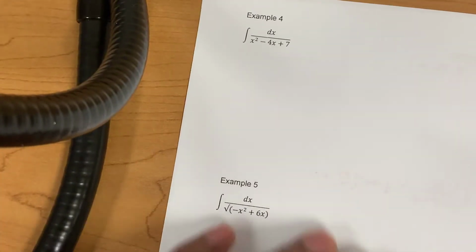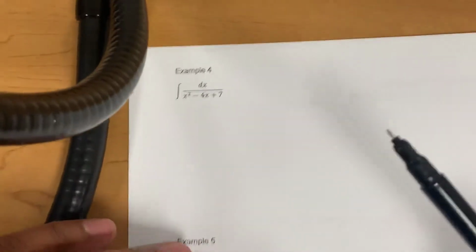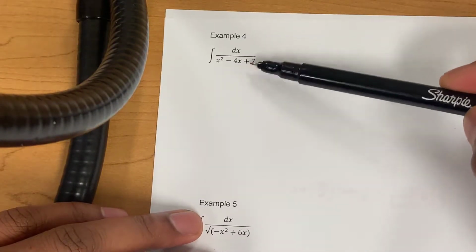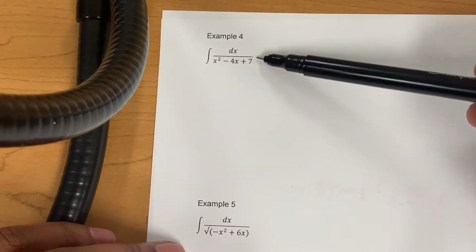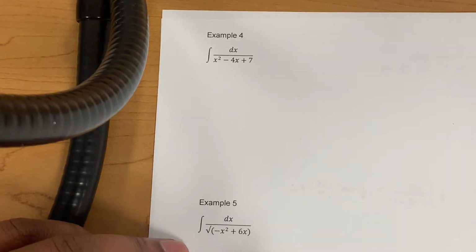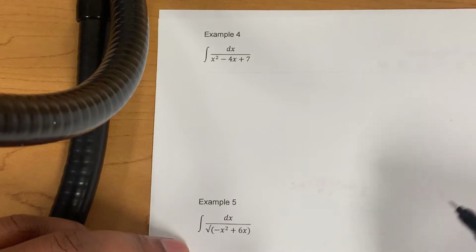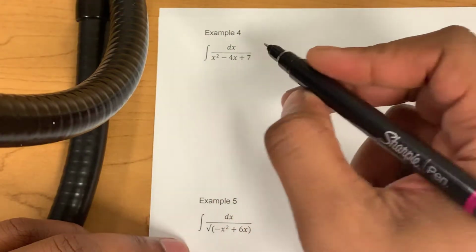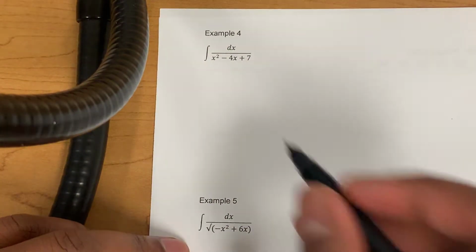For example 4, we have to integrate this. Now, our first thought is if we see a rational function, we should try U substitution because maybe it turns into a natural logarithm. And later when we do partial fractions, there's another way to do this. But partial fractions won't work, and neither does regular U substitution.